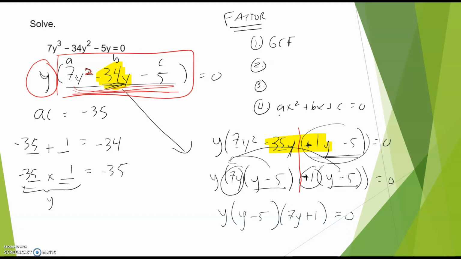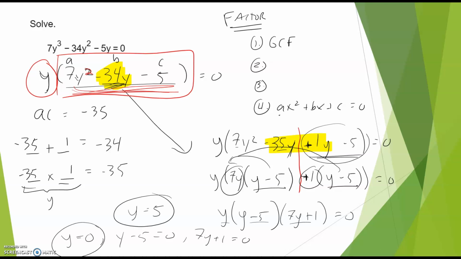Okay, and now I can set each of these to 0, and I'm factoring to get 3 answers. Y equals 0, y minus 5 equals 0, and 7y plus 1 equals 0. Okay, so there's an answer. If I add 5 to both sides, I get my second answer. And for this one, I'll subtract 1. I get 7y equals negative 1. Divide by 7, and I get my third answer.